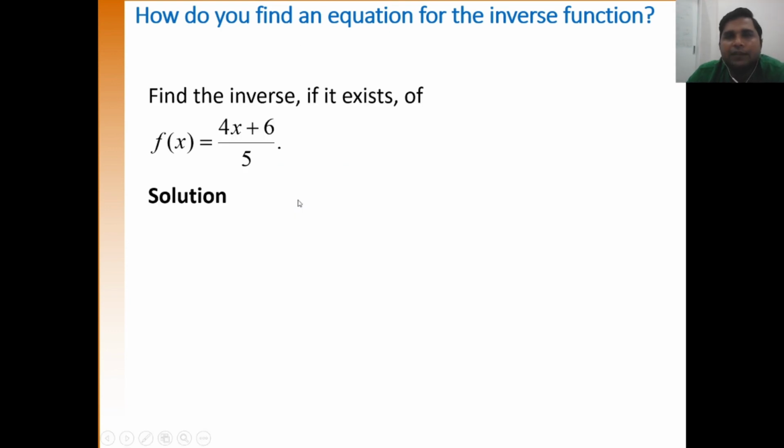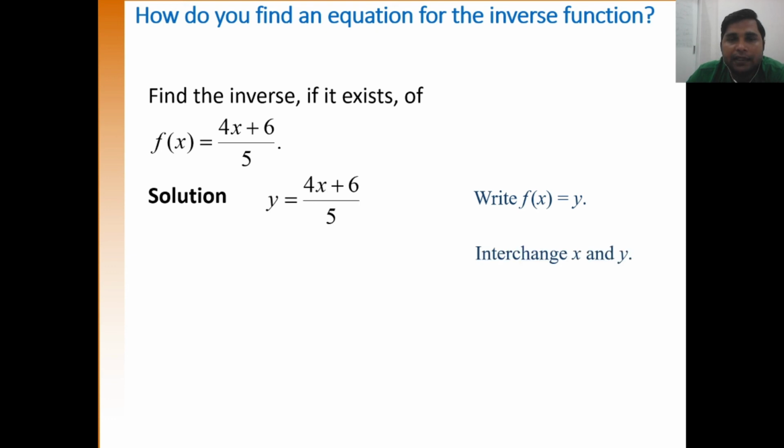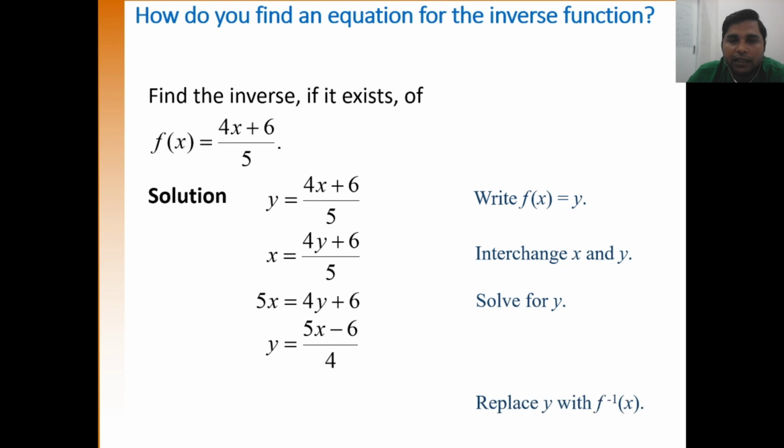Find the inverse if it exists of f(x) is equal to (4x plus 6) over 5. So replace f(x) with y, then interchange y with x and x with y, and then write y as the subject. That's the answer.